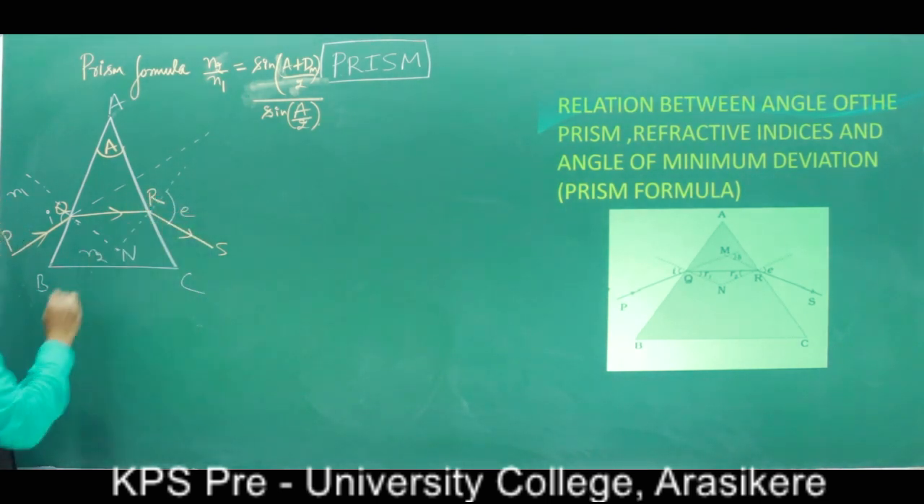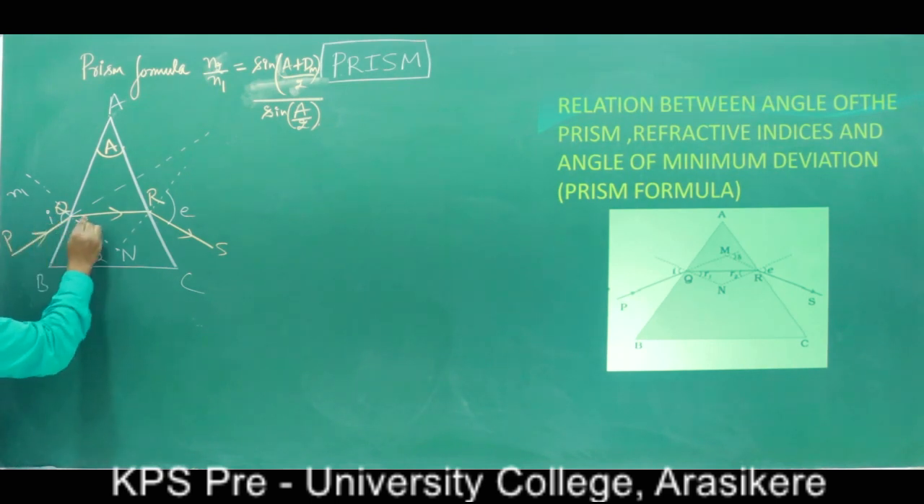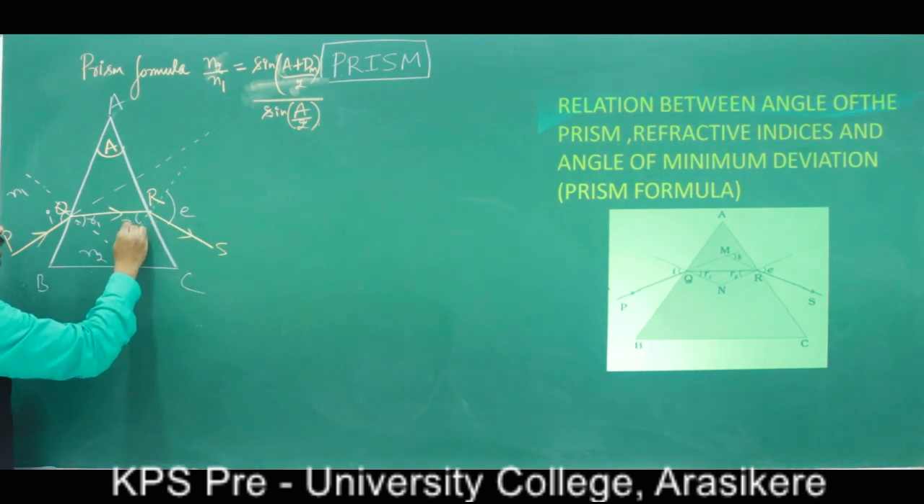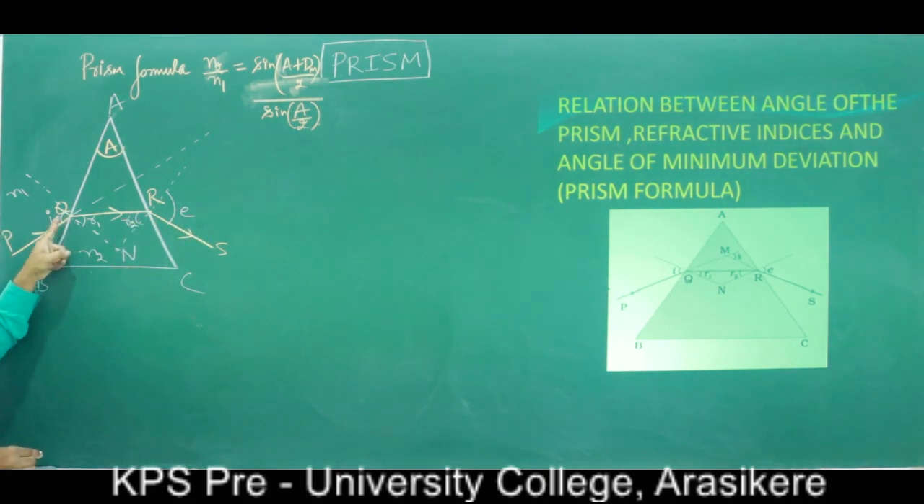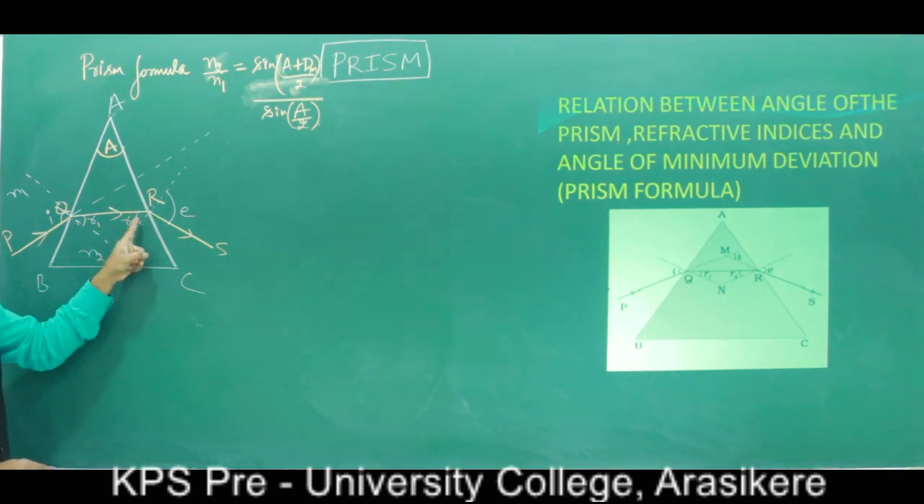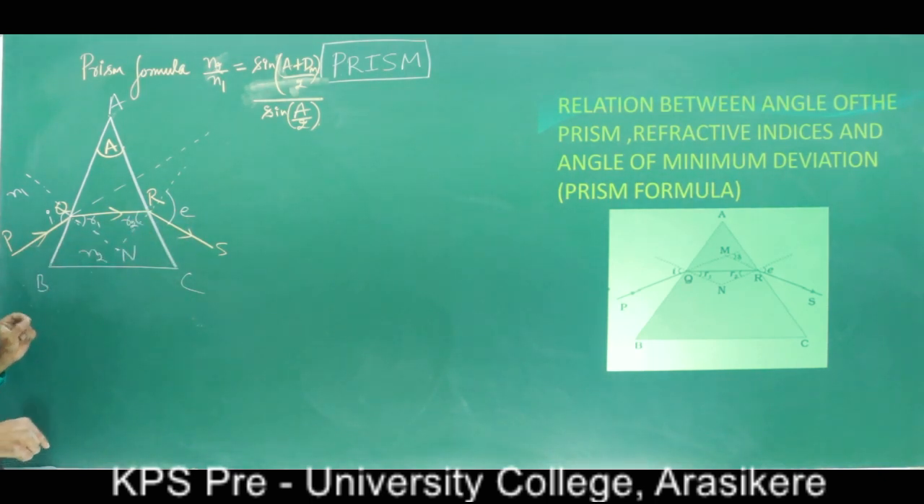Now this is E. What is E? Angle of emergence. I is the angle of incidence. For the first surface, I is the angle of incidence, R1 is the angle of refraction. For second surface, R2 acts as the angle of incidence and E is the angle of emergence.